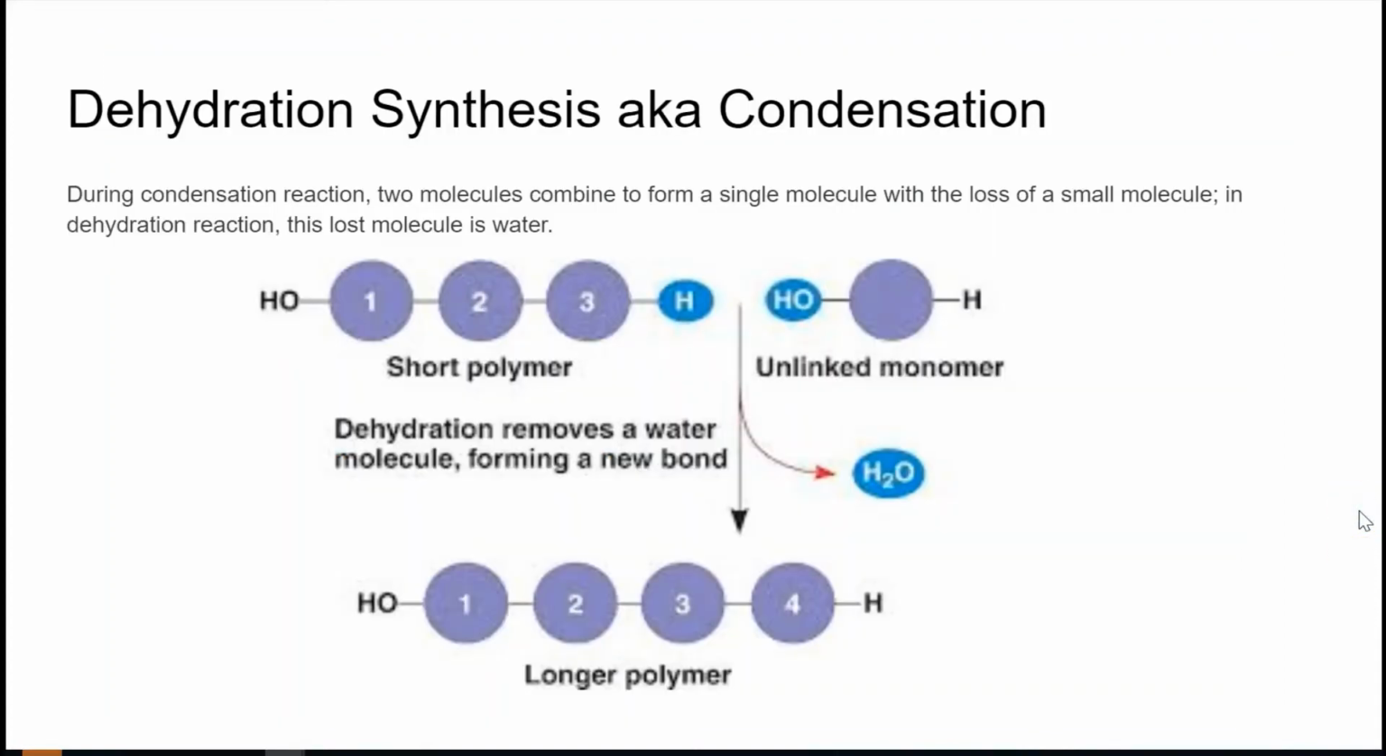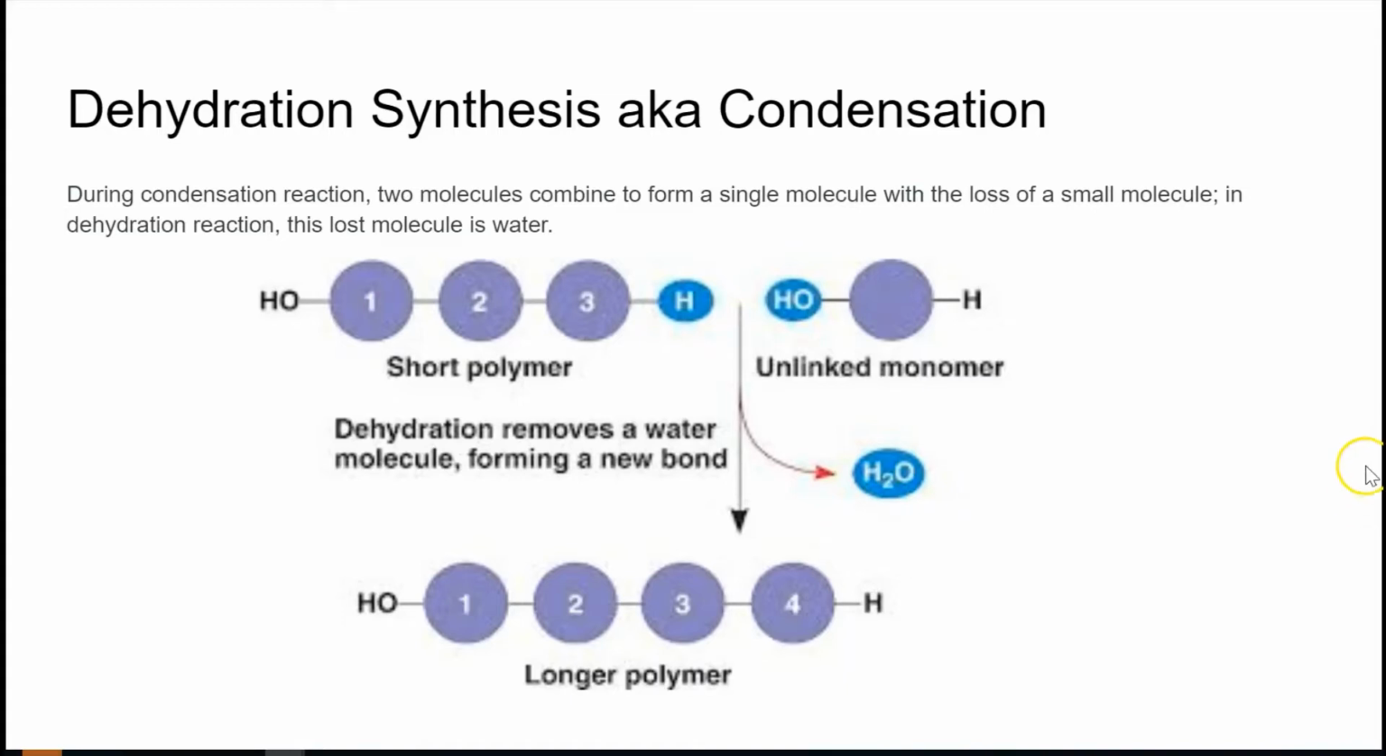So the first reaction we're going to talk about are dehydration synthesis reactions, and that's what AP is going to call it, but sometimes in the past I've heard them also called condensation reactions. During these reactions, you're going to have two molecules combined to form one larger molecule. So these are reactions that build larger molecules, so they're anabolic reactions.